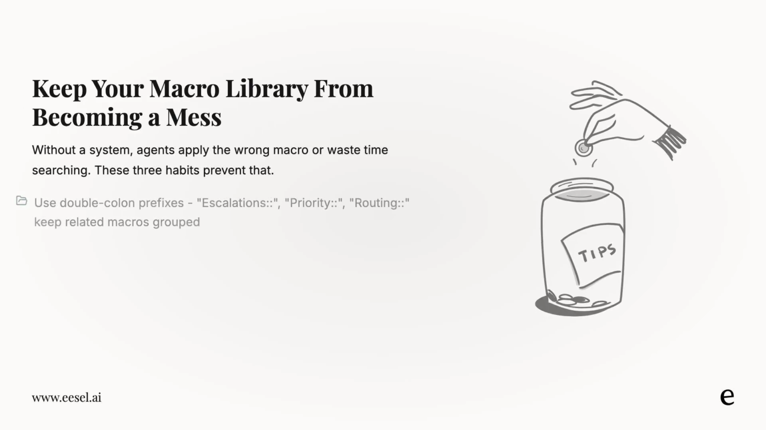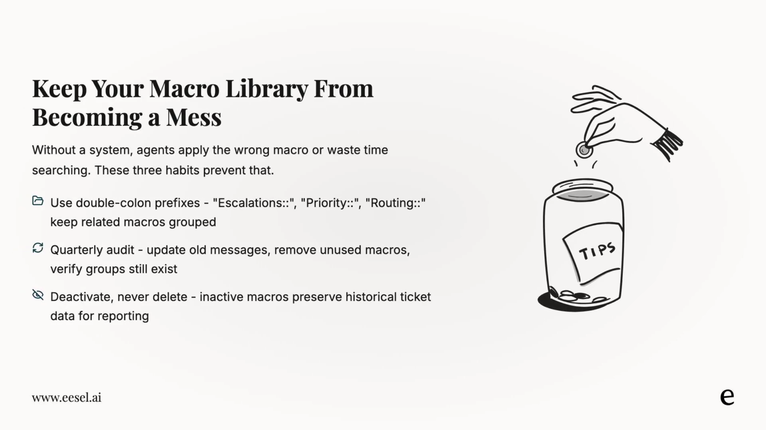As your macro library grows, 3 habits keep it from becoming a mess. Use double-colon prefixes like escalations, priority, and routing to group related macros. Schedule quarterly audits to update old messages and remove anything pointing to deactivated agents or groups, and deactivate macros instead of deleting them. That preserves historical data in your reports.